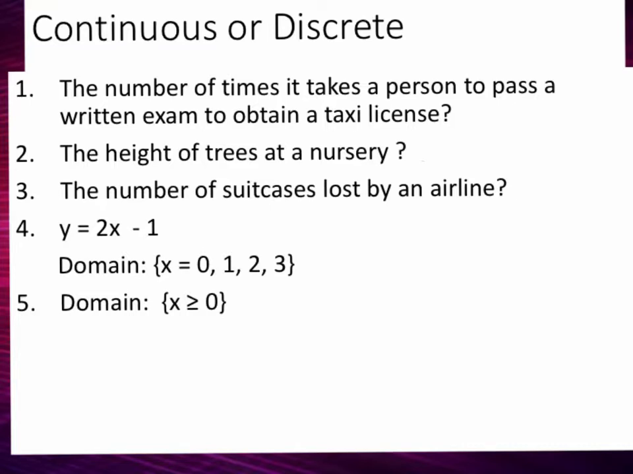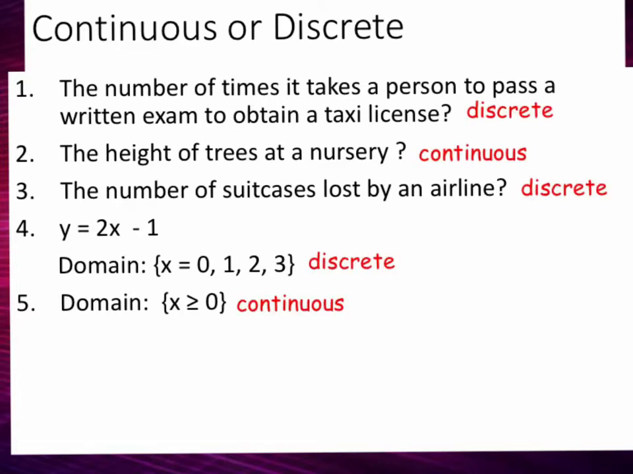Number 1, the number of times it takes a person to pass a written exam to obtain a driver's license. So they can't take it 1.5 times or 2.5 times and be able to pass it. So it should be, oh no, my eraser's not working. Okay. Oh, okay, it's going to show all answers right now. I tried to erase them one by one, but it won't work. There you go. Here are the answers. So number 1 should be discrete.